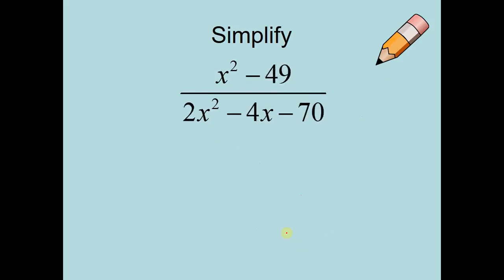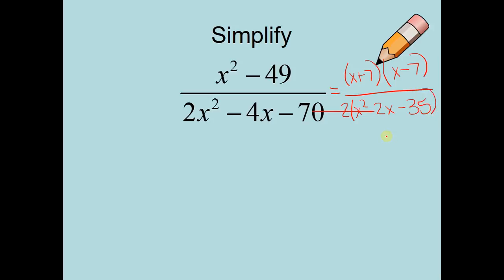And the last one for the night, x squared minus 49. I need to be able to break that one down. So remember, guys, those both are perfect squares, and I do have subtraction. So it would be x plus 7, x minus 7 in the numerator. Denominator, I have a 2 common between all of them, so that would be x squared minus 2x minus 35, it looks like.